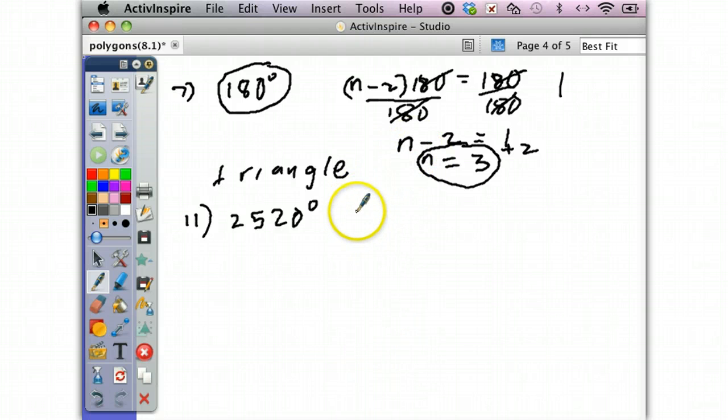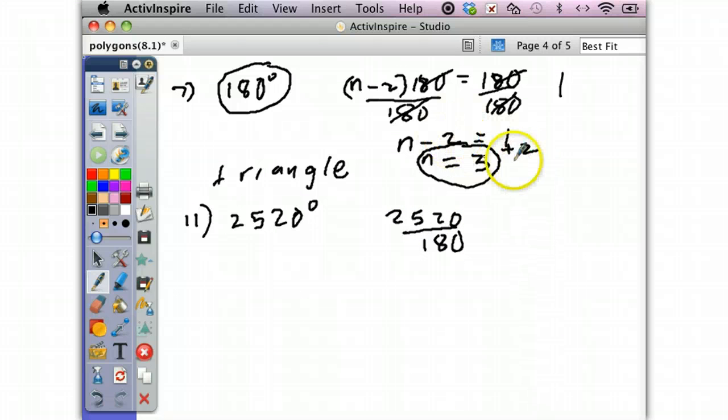Have you done it? Yeah. Okay. How did you do it? You just tell me how you did it. Okay, I set it up properly, both of you. You take the sum of all your angles divided by 180. You can usually use a calculator. Whatever you get, you add 2 to it.